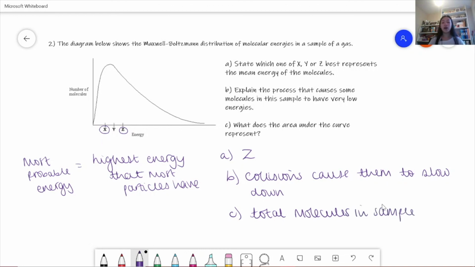And that's why when we do have an activation energy on the graph, so say here, then this area is the number of molecules possessing that activation energy or more, because the whole area is the total molecules in the sample.